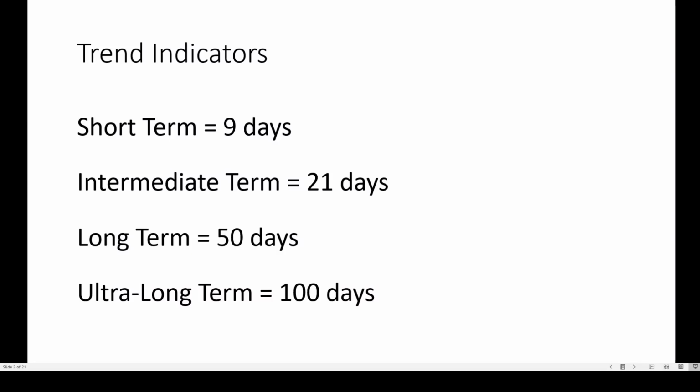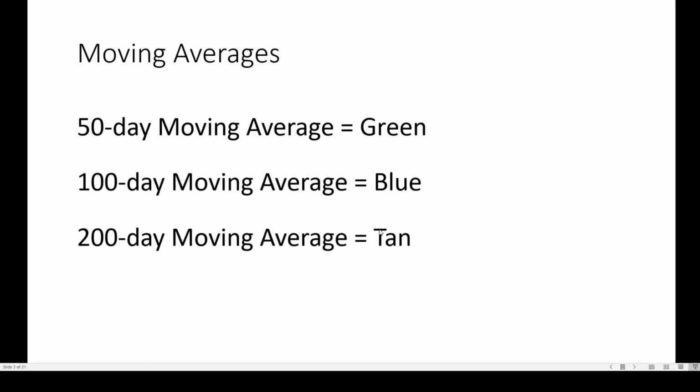Let's get right into the methodology here, because this is based on some actual spreadsheet data that I created, my own indicators to help me look for changes in trends. On the charts, you're going to see short term is a 9-day, intermediate term 21-day, long term 50-day, and the ultra long term is your 100-day. What we're looking at would be more of your moving averages. On the screen, you'll see the 50-day in green, 100-day in blue, 200-day in tan.